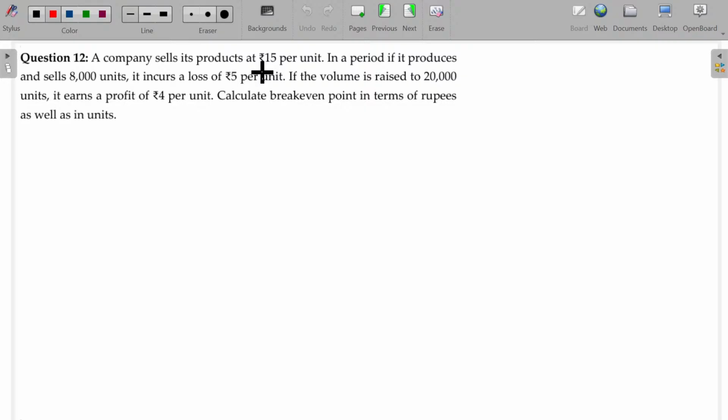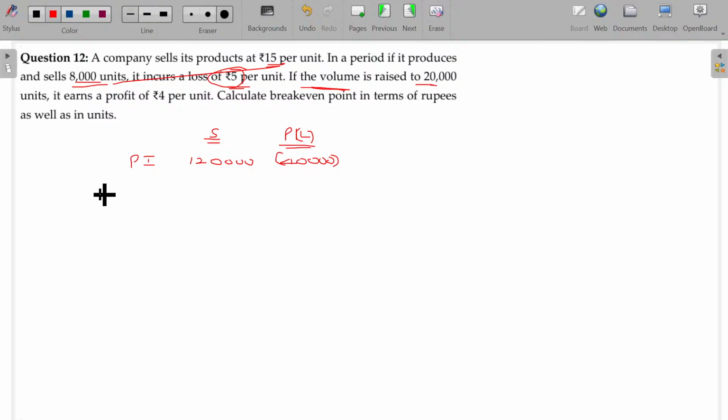A company sells its products at 15 rupees per unit. In a period, if it produces and sells 8,000 units, it incurs loss 5 rupees. So, period 1. Sales 15 into 8,000. How much is that? 1,20,000 rupees. What about the result in this case? You face loss of rupees 5 per unit. 8,000 into 5 rupees, 40,000 loss.